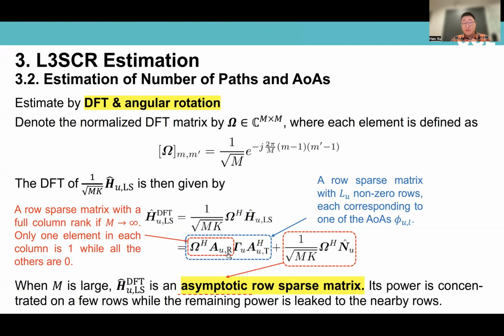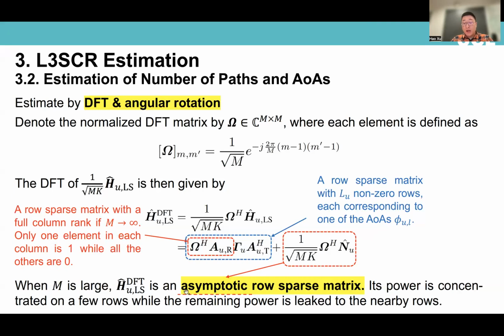Due to this property, the product of these 4 matrices is a row sparse matrix with LU non-zero rows, each corresponding to one of the AOAs phi. Here, LU is the number of propagation paths. Then we know that when M is large, this matrix H is an asymptotic row sparse matrix. Its power is concentrated on a few rows, while the remaining power is linked to the nearby rows.